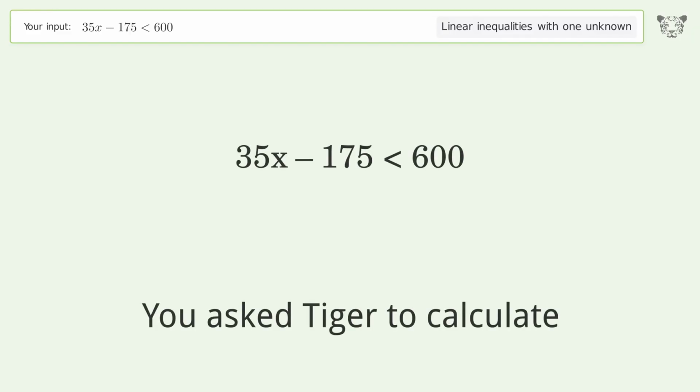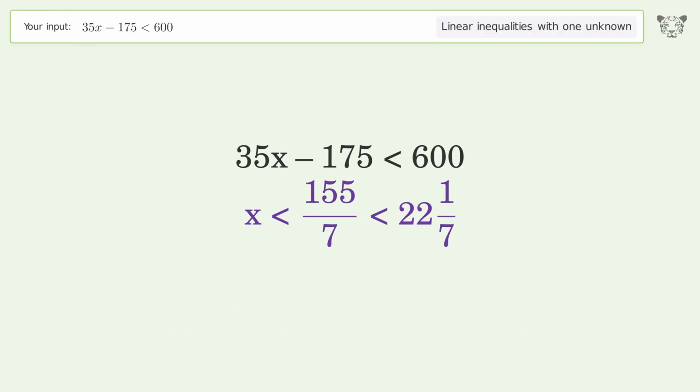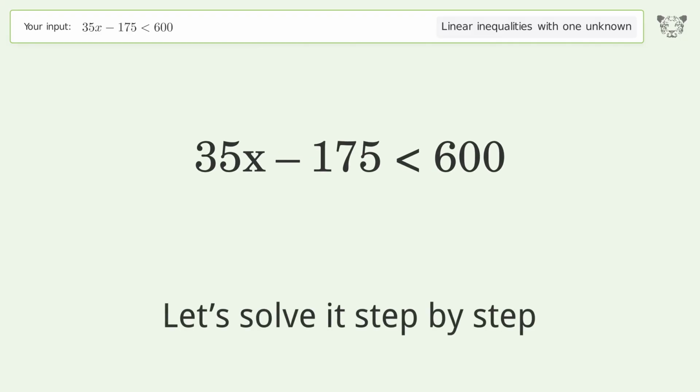You ask Tiger to calculate. This deals with linear inequalities with one unknown. The final result is x smaller than 155 over 7 smaller than 221 over 7. Let's solve it step by step.